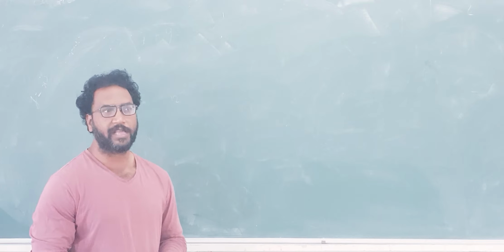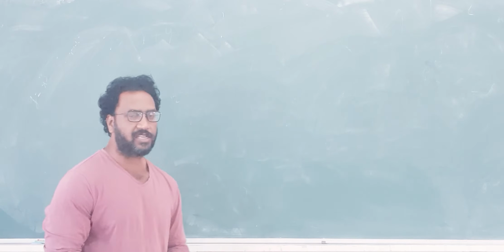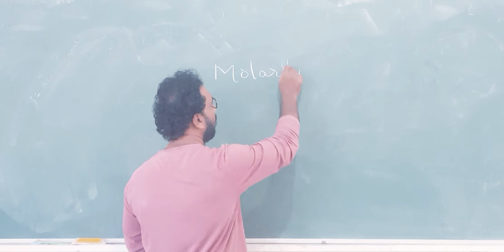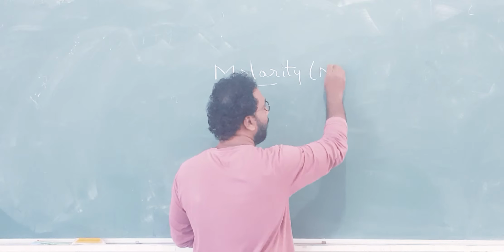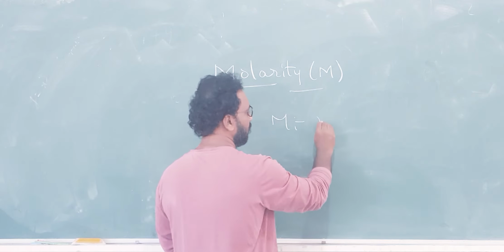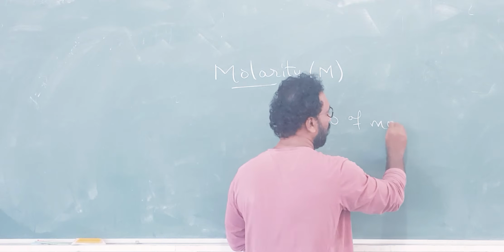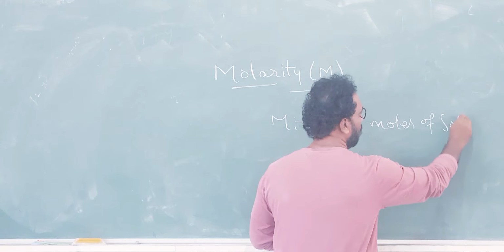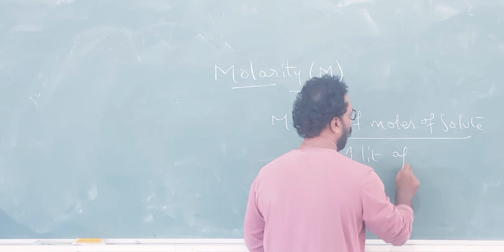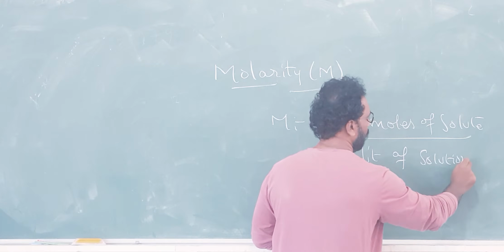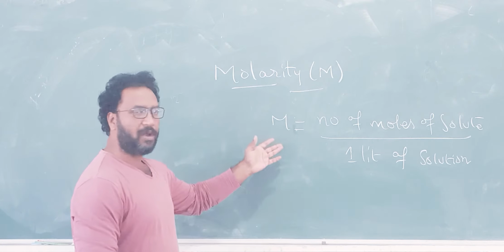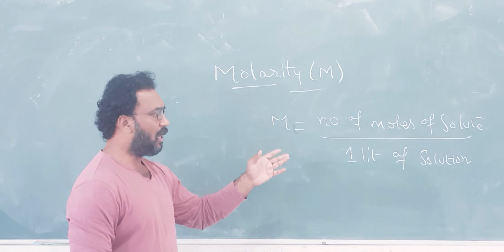The concept of molarity is very important in chemistry. So let us see first what is molarity. Molarity is usually denoted with capital M, and the definition of molarity is nothing but the number of moles of solute that are dissolved in 1 liter of solution. So that gives us the definition for molarity.